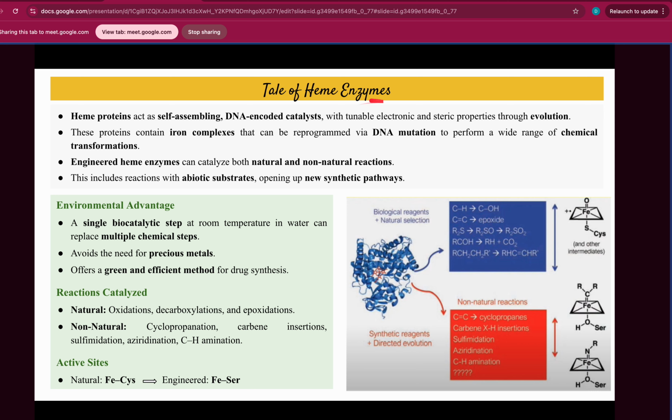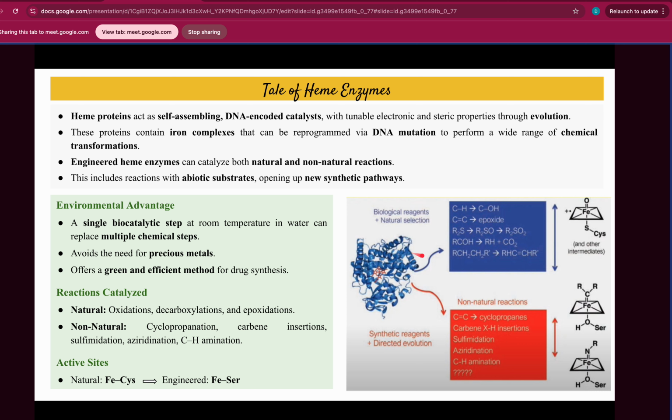Then lastly, the tale of heme enzyme. So heme proteins, they are the self-assembling DNA encoded catalysts with tunable electronic and steric properties through evolution. So those proteins contain iron complexes that can be reprogrammed by DNA mutations to perform a wide range of chemical transformations. And these engineered heme enzymes, they can catalyze both the natural as well as non-natural reactions. So this includes the reactions with abiotic substrates opening up new synthetic pathways. So these heme enzymes, they can be engineered.